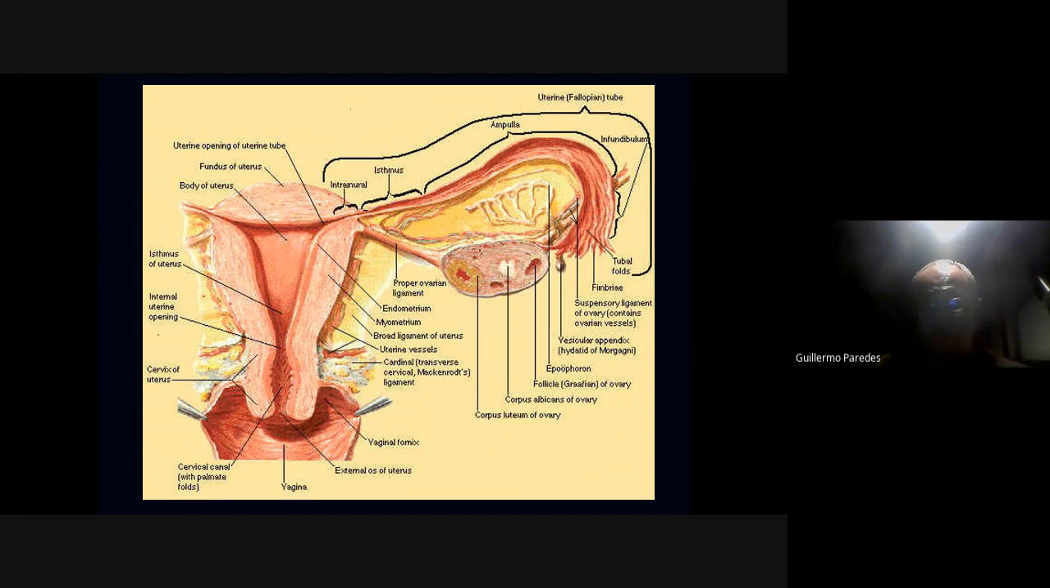Okay, so then we have here the ovary. This is the ovary. The ovary is attached to the uterus by a ligament that is the proper ovarian ligament. We don't care about that, but I mention this because I don't want you to think that this is a connection with the lumen, the inner space of the uterus. It's just a ligament. It's like a rubber band that is going to put the ovary in position close to the uterus. Okay? All right. So let's talk about the ovary.